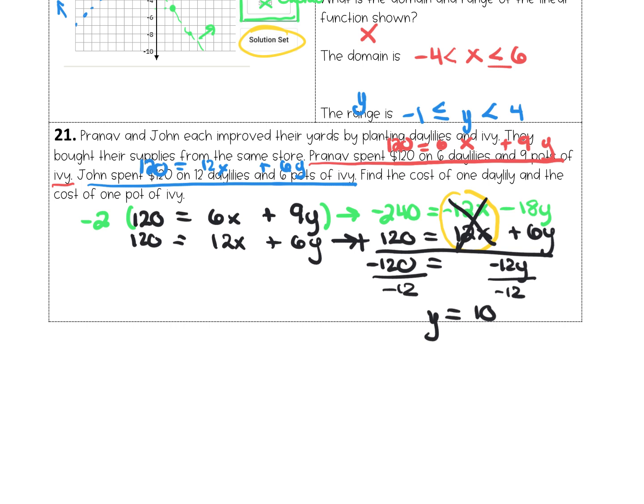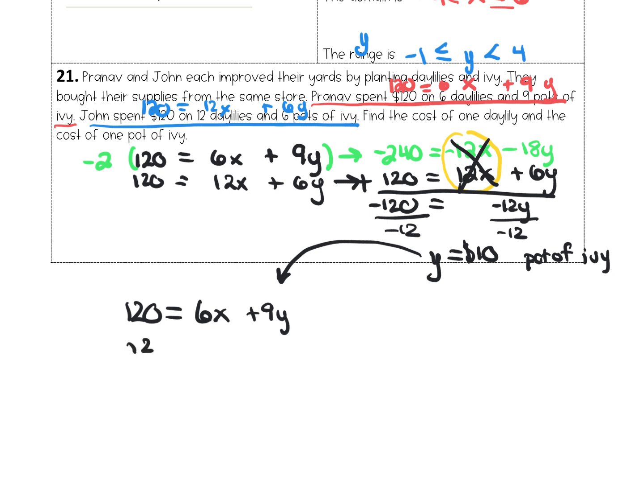Y was my pots of ivy, or pot of ivy. And so this is $10. The question said find the cost of 1 daylily and 1 pot of ivy. So the ivy is $10. Now I need to plug this back into either equation to find my x. So I always use my top equation. You can use whatever you want. There was my top equation. I'm going to take this and plug it in. So I get 120 equals 6x plus 9 times 10.